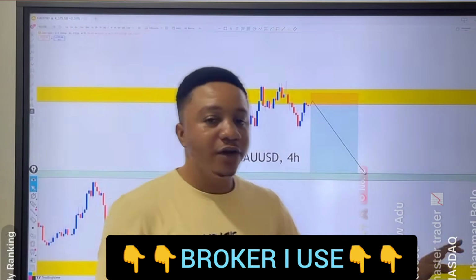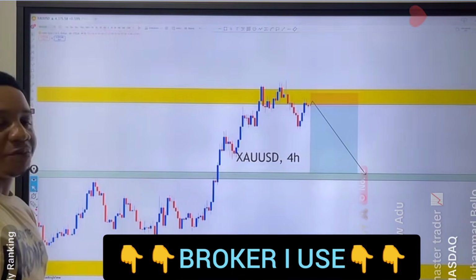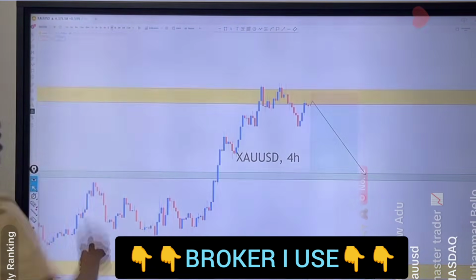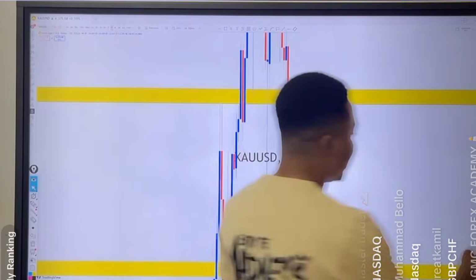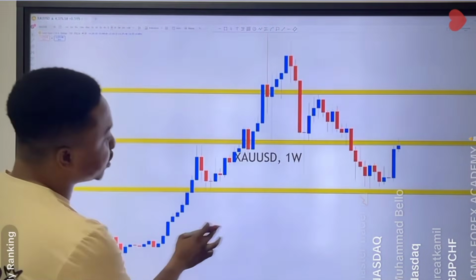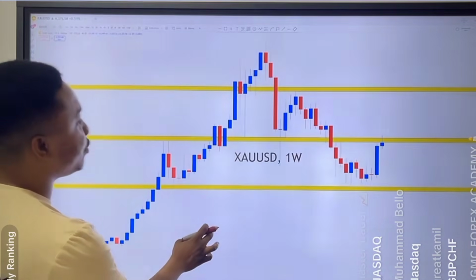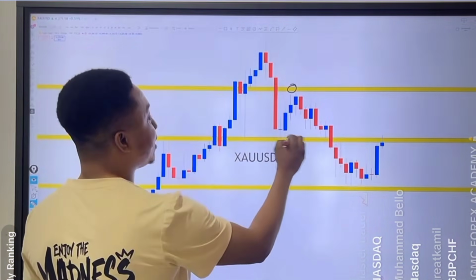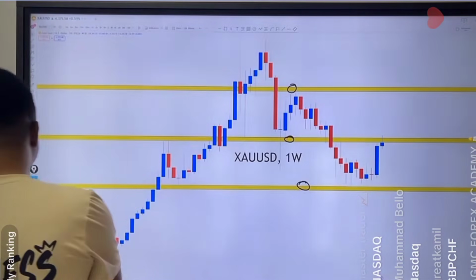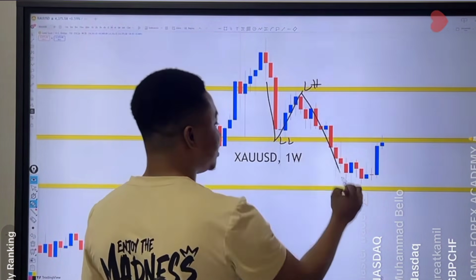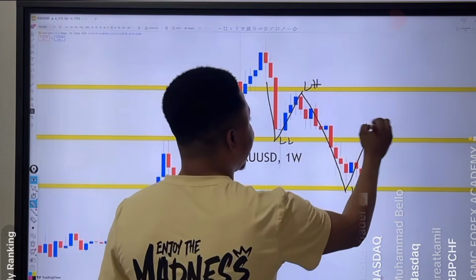Now with gold, we are looking for what? A selling opportunity. Why do we want to sell gold? Let's take it over to the weekly time frame and start with a technical analysis. This is the weekly of gold. On the weekly time frame, price is in a downtrend. We have the weekly upper, the mid-range, and then the lower zone. This is a lower low, this is a lower high, this is also another lower low, and another lower high.